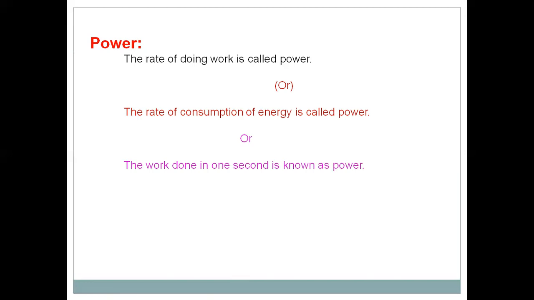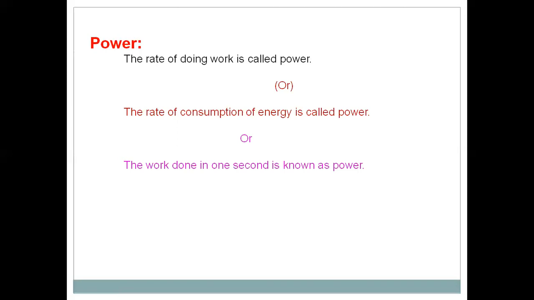So power is completely different from energy. For example, two persons are there. One person can do work for a time period of 2 hours, and he does something like 2000 joule of work. And at the same time, one more person can do maybe 5000 joule of work.